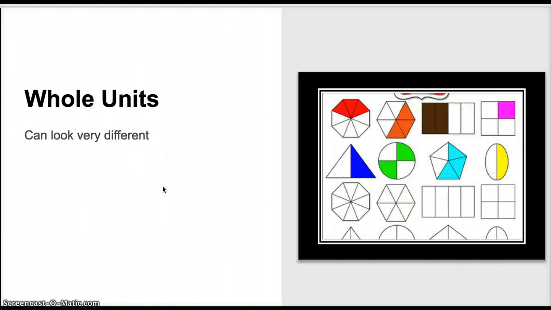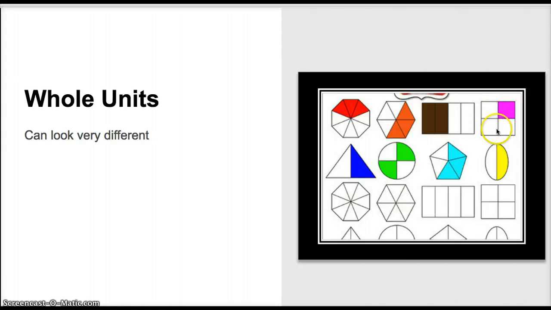Whole units can look very different. You can have a whole triangle. You can have a whole oval. You can have a whole square. But fractions are still fractions. They are still parts of a whole.